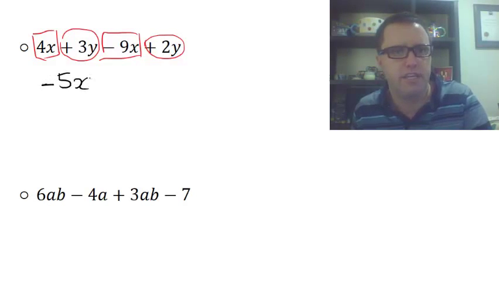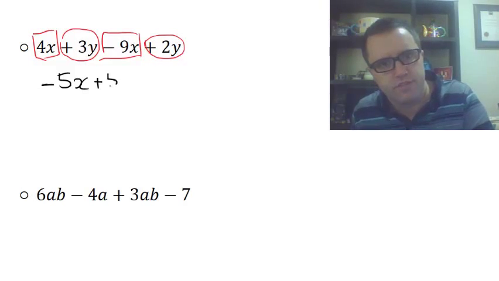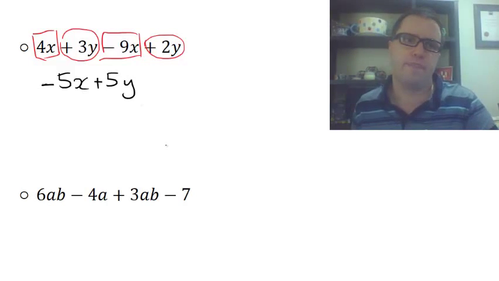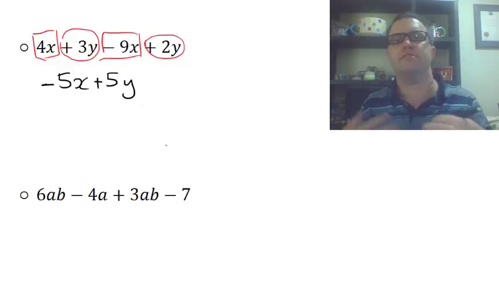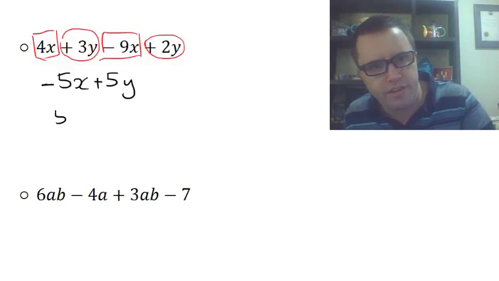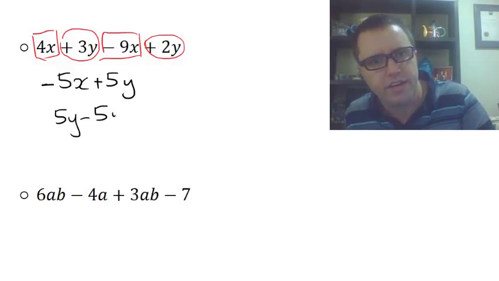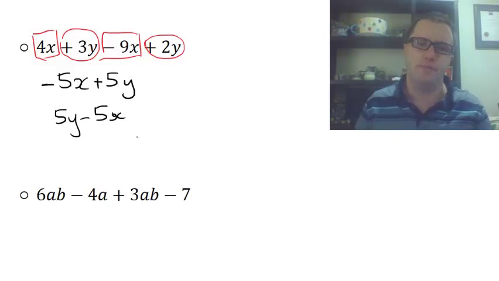Okay, so this minus is at the front here now. Plus 3y plus 2y. Plus 3 plus 2 is plus 5y. Okay, negative 5x plus 5y. You could rewrite this as 5y minus 5x, just to be a bit neater, but it doesn't really matter.